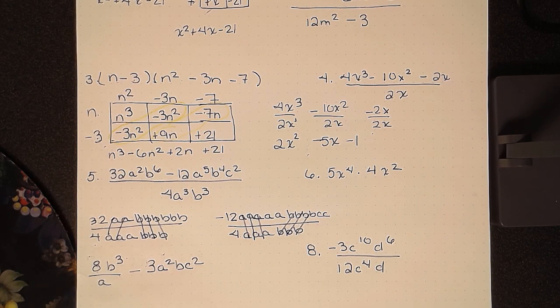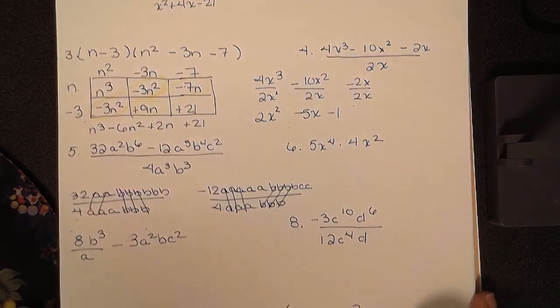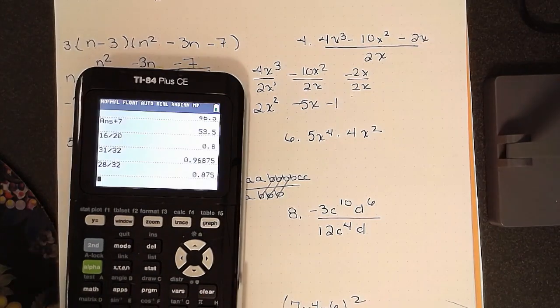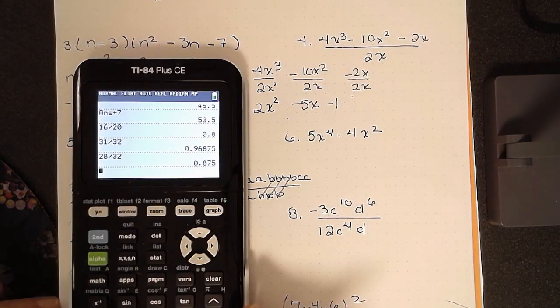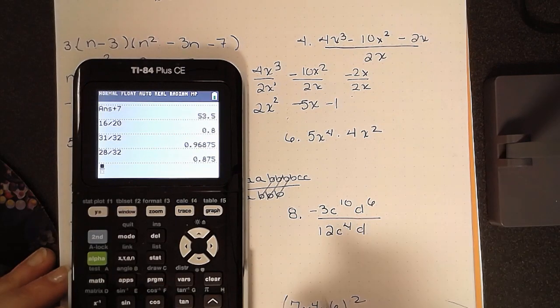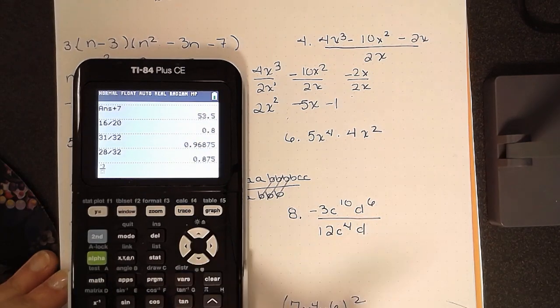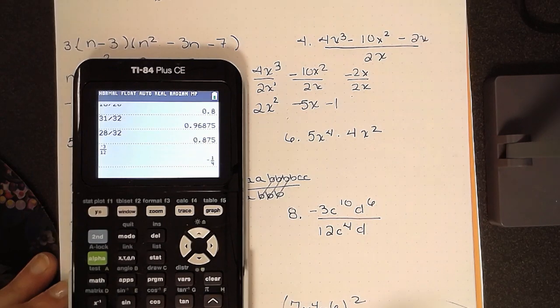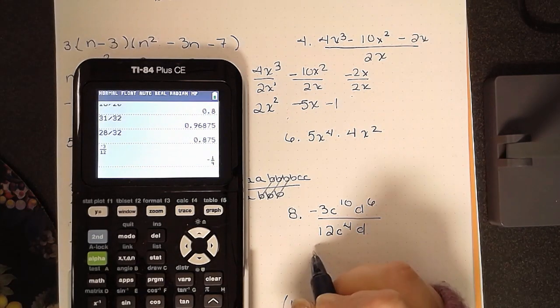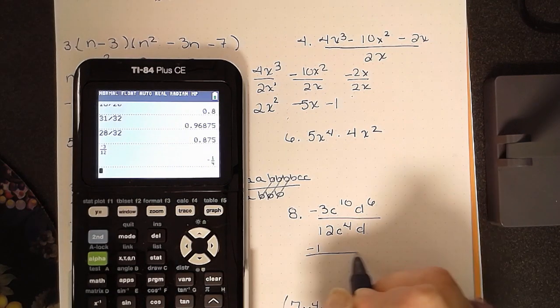Now the thing to do with this right here, this negative 3/12, is to use your calculator and reduce that fraction really nicely. Okay, so I'm going to have you do alpha y equals, and in there I'm going to put negative 3, and in the denominator I put 12. And that reduces really nicely to a negative 1/4. So negative 1 on the top and 4 on the bottom.